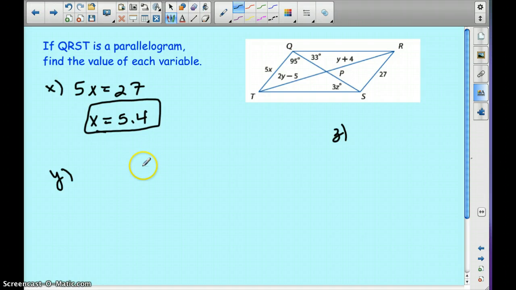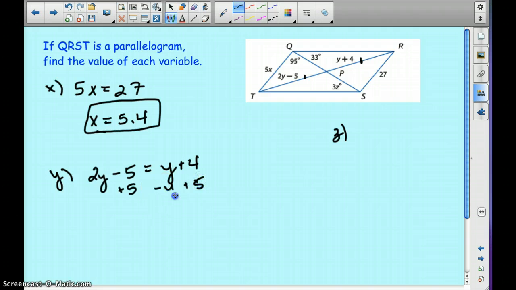The next one is y. So we have 2y minus 5 and y plus 4. We can set those equal because we know diagonals bisect each other. So when we do that, we can add 5 to both sides, subtract y from both sides. We have y equals 9.